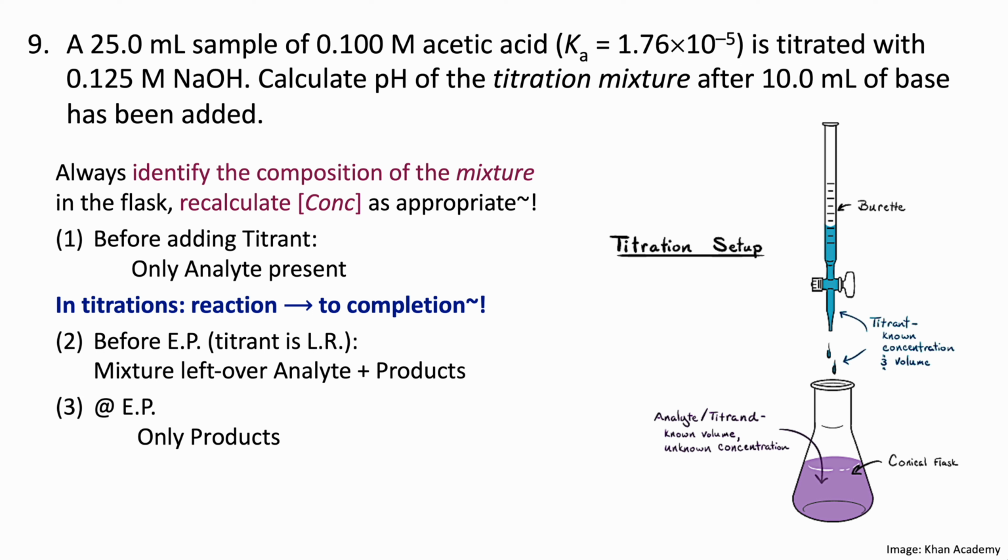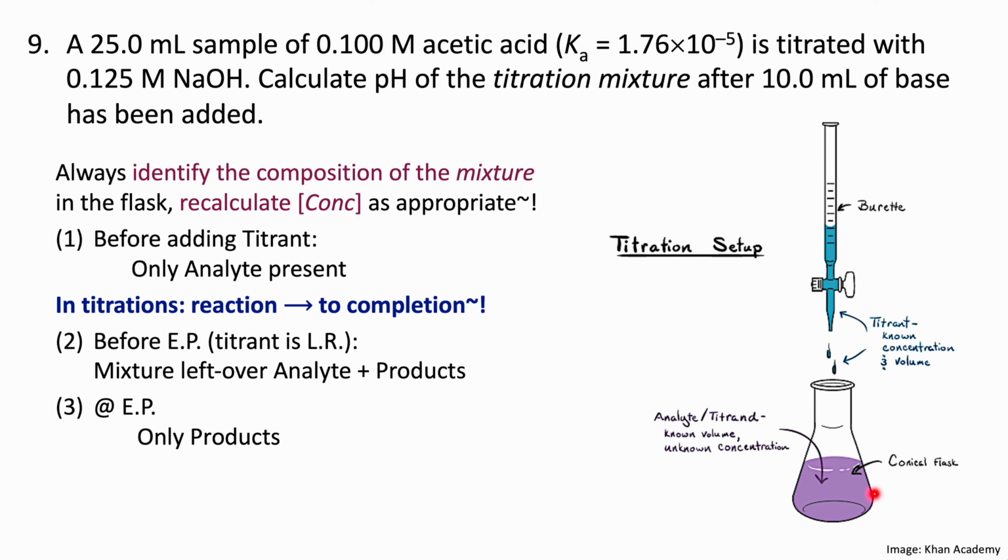Okay, at the equivalence point, the amount of titrant is equal to the amount of sample, so both of them are depleted. I don't have any of those in my system. The only thing that I have left, the composition of my mixture here, is whatever products came out of that reaction. In the case of a neutralization reaction, that salt is going to give me a solution with pH 7, higher than 7, or lower than 7.